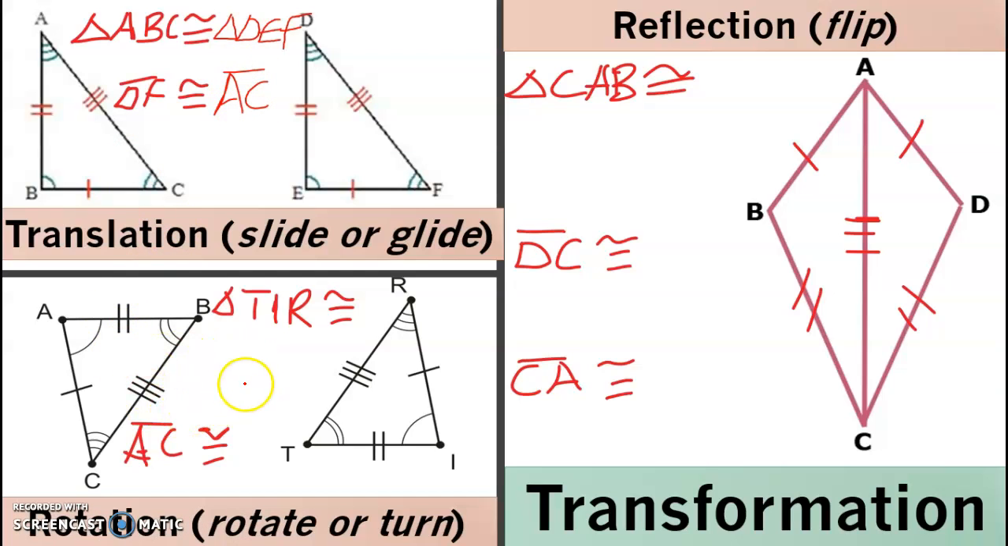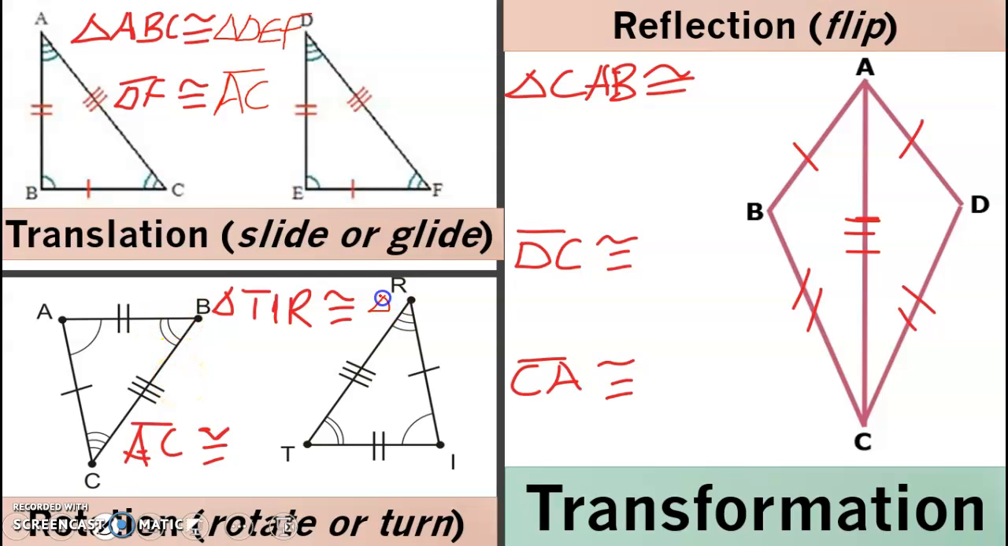How about this one? The sliding translation is kind of easy to identify because it looks exactly the same. But with rotation you have to be careful because things have been switched. So it's triangle TIR. Again, we look at where angle T is. Angle T is over here, and angle T has 2 marks. So we look for a letter that has 2 marks. The angle that has 2 marks is B.